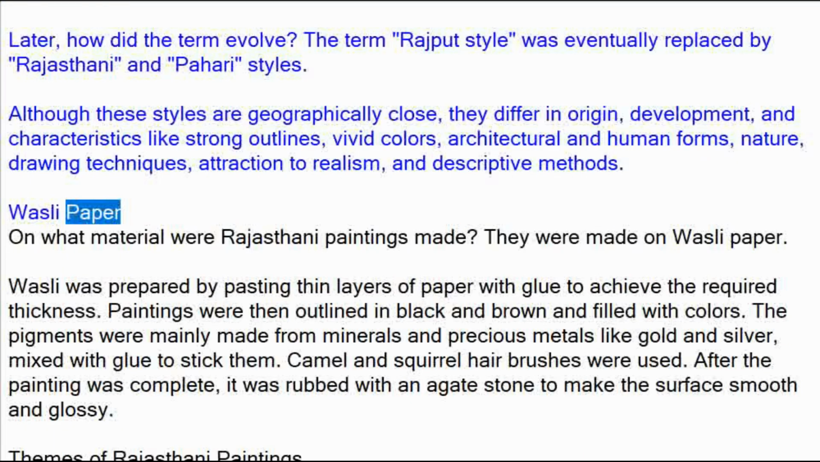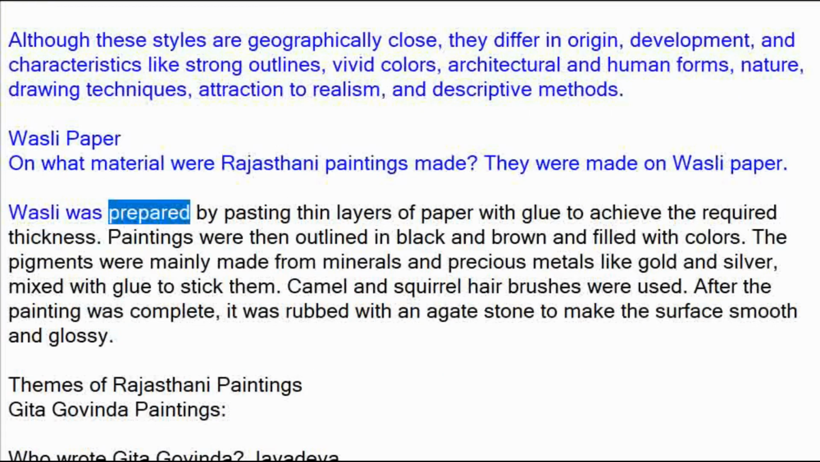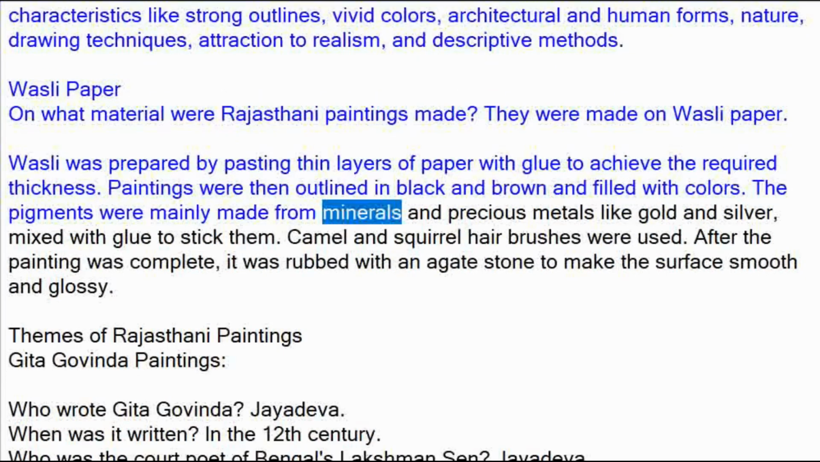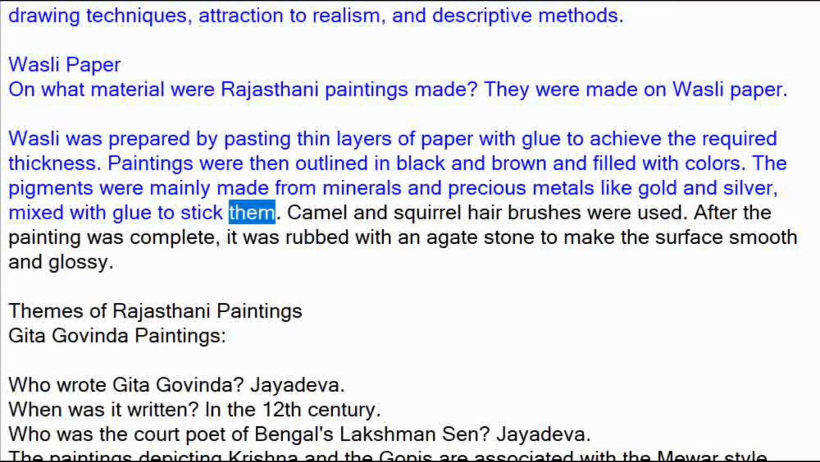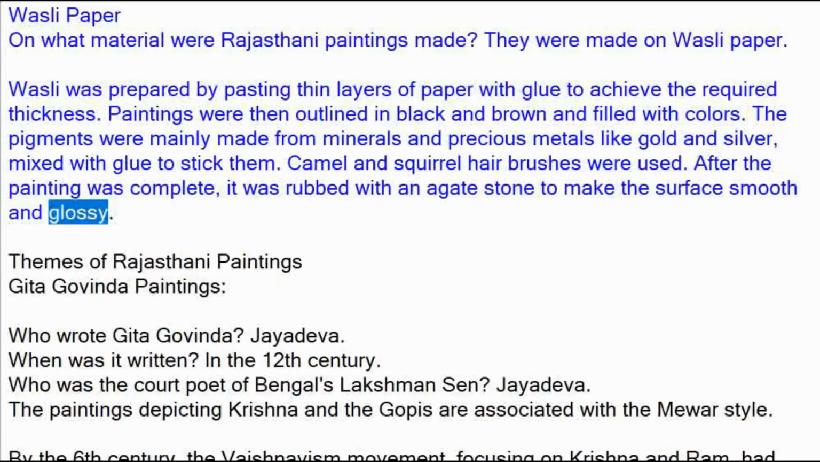Wasli paper. On what material were Rajasthani paintings made? They were made on wasli paper. Wasli was prepared by pasting thin layers of paper with glue to achieve the required thickness. Paintings were then outlined in black and brown and filled with colors. The pigments were mainly made from minerals and precious metals like gold and silver, mixed with glue to stick them. Camel and squirrel hair brushes were used. After the painting was complete, it was rubbed with an agate stone to make the surface smooth and glossy.